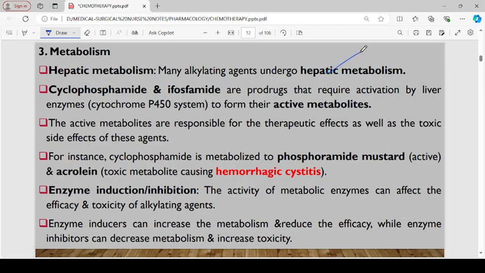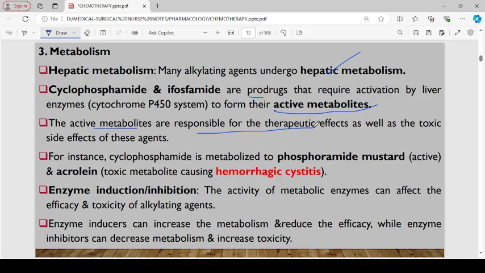Drugs like cyclophosphamide, ifosfamide are prodrugs. That means what did you say prodrugs are? Yes, so these prodrugs will require activation by the liver enzymes, especially the cytochrome P450 system, to form their active metabolites. So these active metabolites are the ones that will be responsible for the therapeutic effects as well as the toxic side effects of this drug.